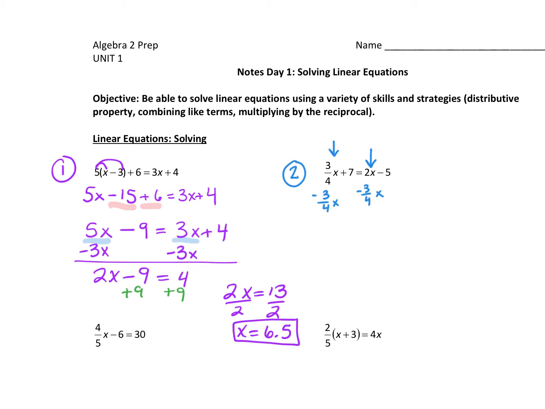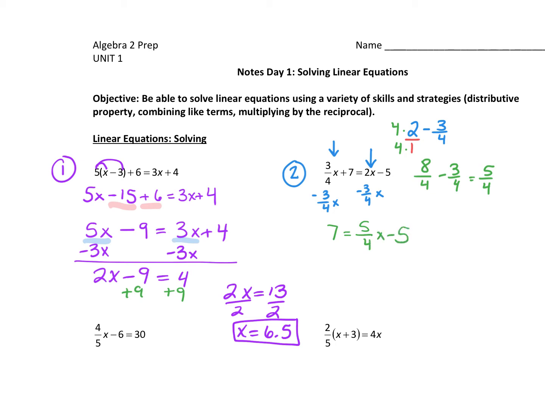Now, 2 minus 3/4. Well, you can do that in your calculator, or if you want to do it by hand, we're going to do 2 minus 3/4. Well, 2 is the same as 2 over 1. So to get the common denominator, I'd multiply the top and bottom by 4. So really I have 8/4 minus 3/4, which would give me 5/4. So I'm going to have 7 equals 5/4 x minus 5.